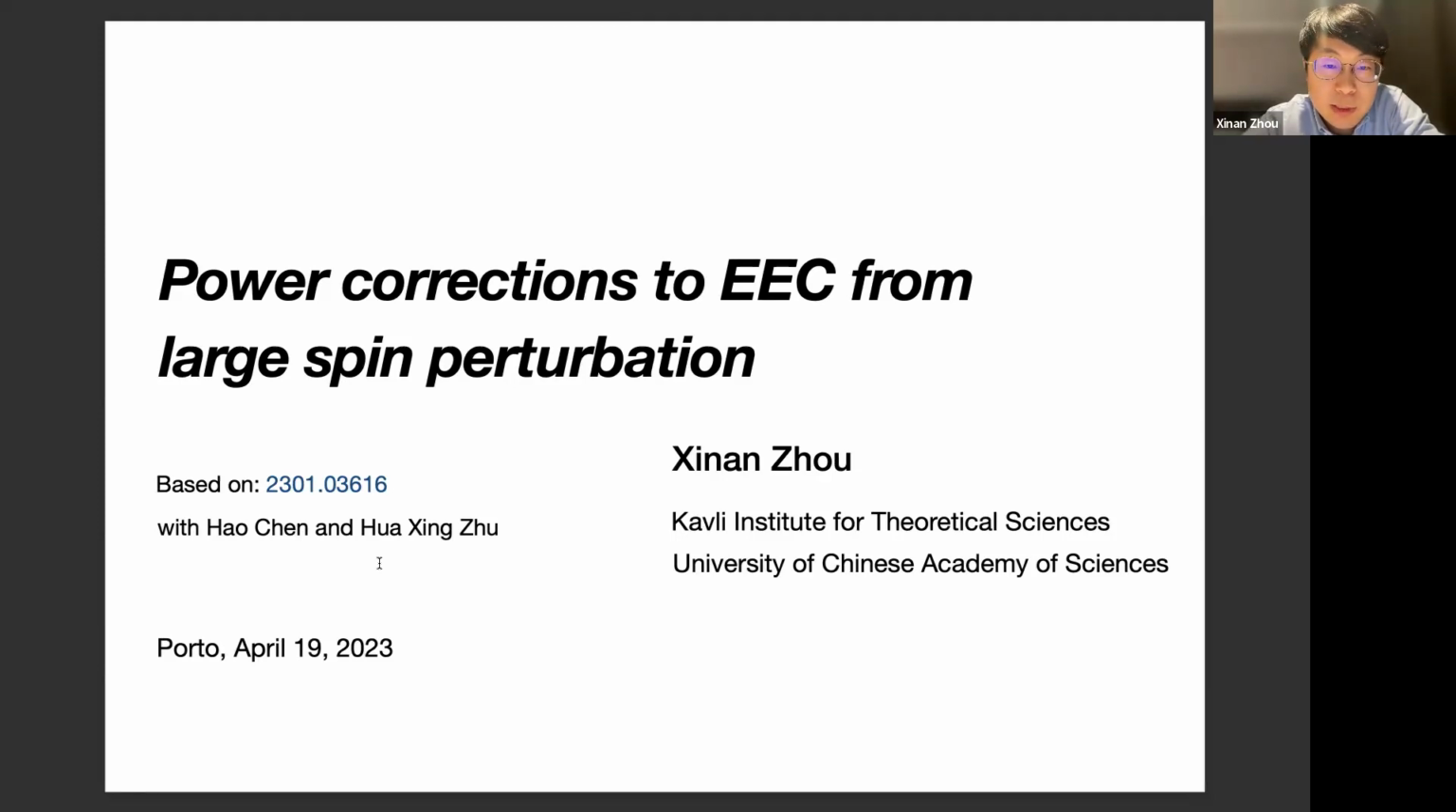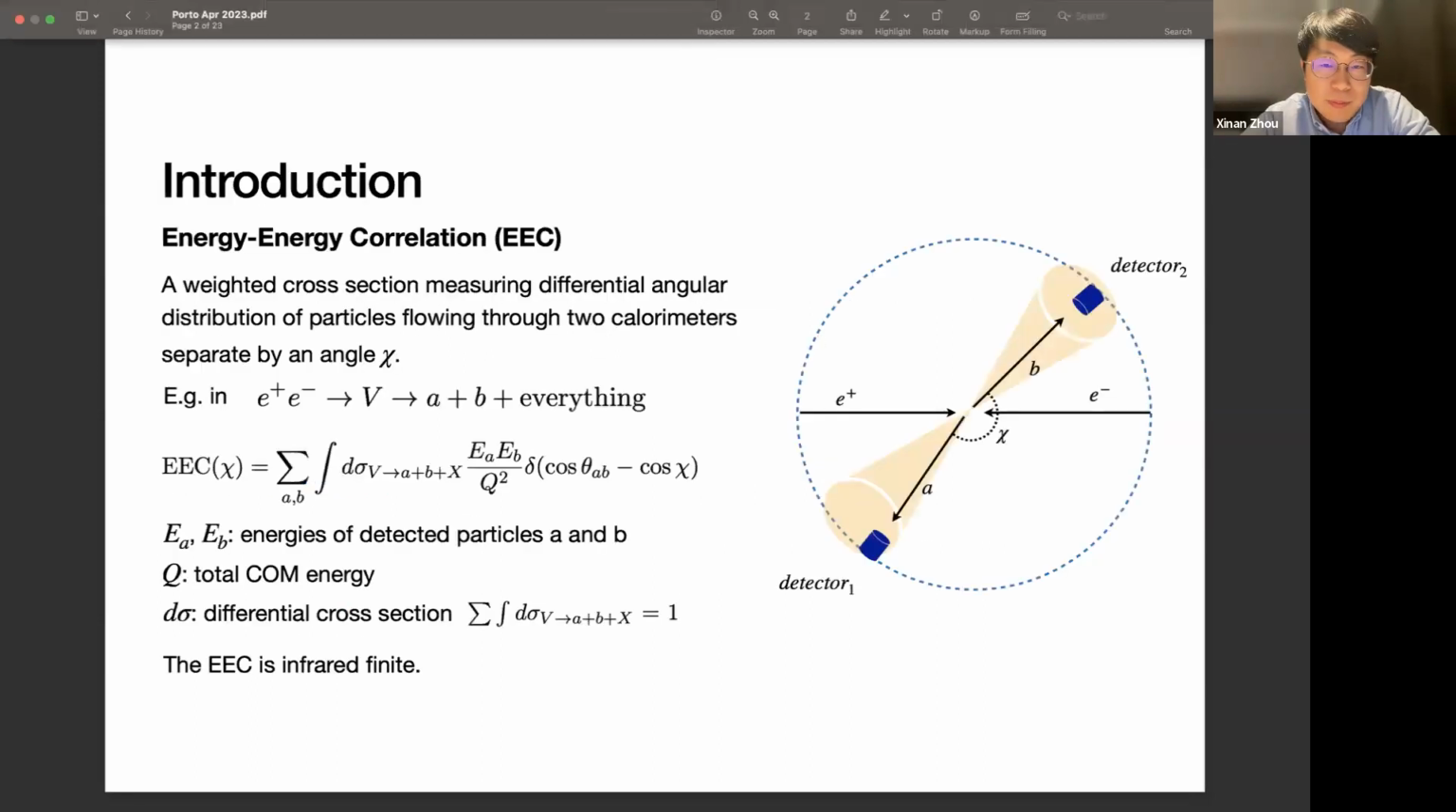So today's talk is about how to use some standard techniques from the analytical bootstrap to compute something that's of interest to QCD people. So let me start by defining what this energy correlation is. Basically, it is just some cross section with some weight, and it measures the differential angular distribution of some particle scattering experiment.